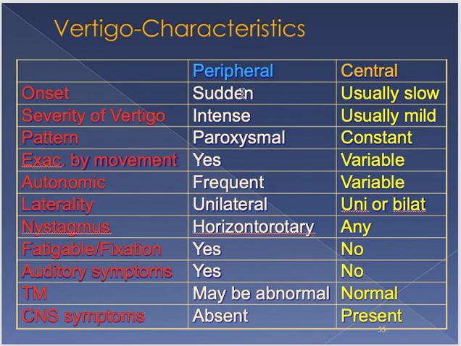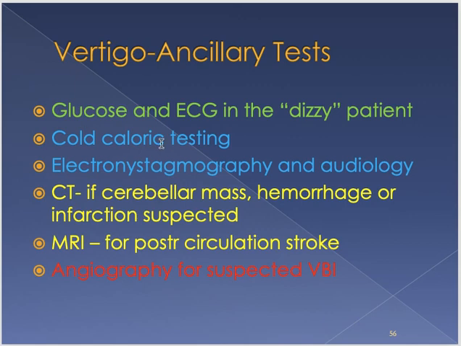So this is the difference between central vertigo and peripheral vertigo. Peripheral one occurs suddenly, it is more intense, it is paroxysmal, and it is exaggerated by movement. There are more autonomic features. It is unilateral. The nystagmus is either horizontal or rotatory. It is fatigable. The auditory symptoms will be present. Tympanic membrane may be abnormal, but CNS symptoms will be absent. So these are the central ones. These are the other tests which we can do.